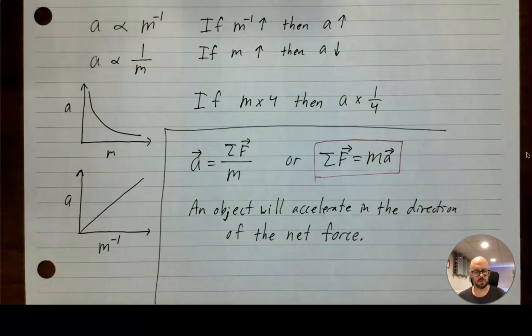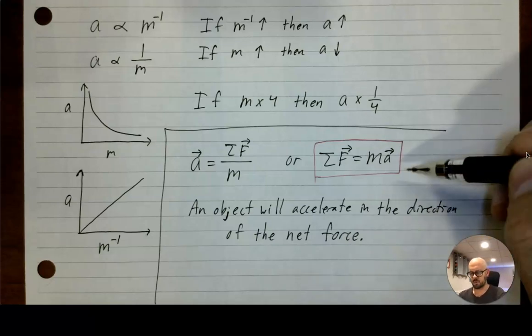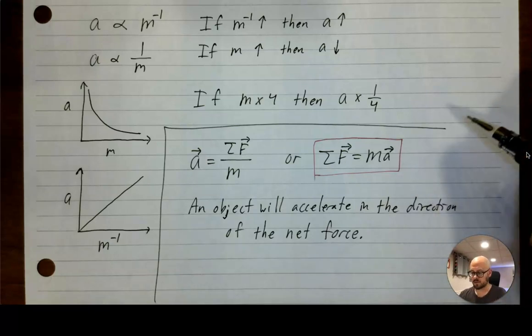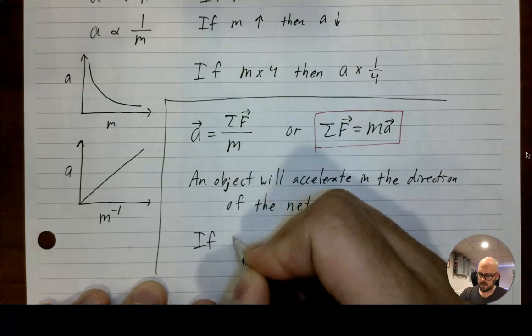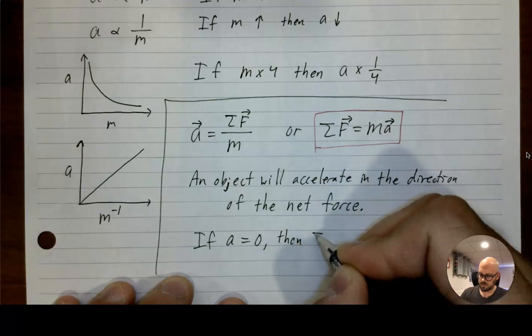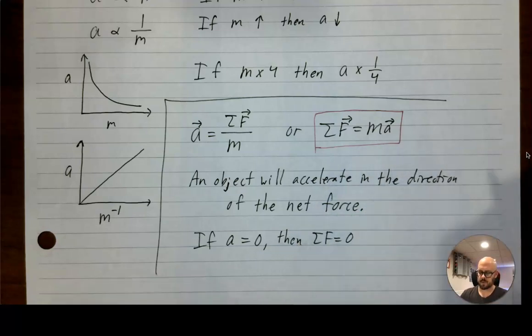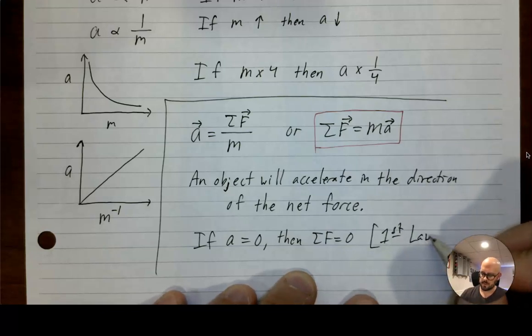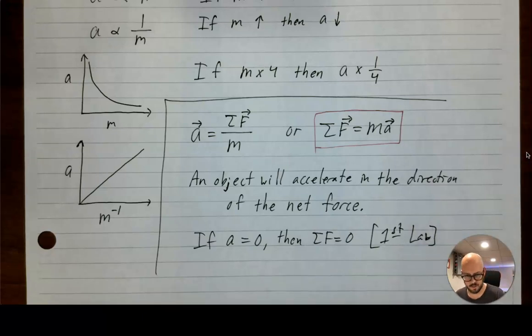So the velocity will change in the direction of the net force. We will work with Newton's second law a lot in 2 dimensions. And just as a little connection, if a equals 0, then net force equals 0. We just talked about that. That's Newton's first law. So Newton's first law is baked into Newton's second law. But Newton's second law is something that we can take a lot further than Newton's first law to understand a lot of things and why they work.